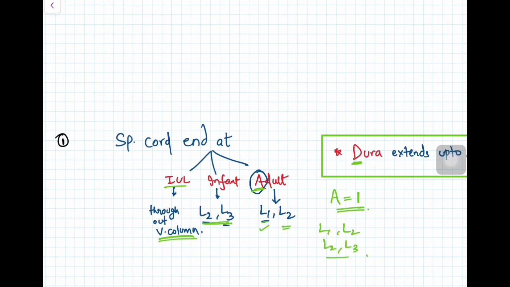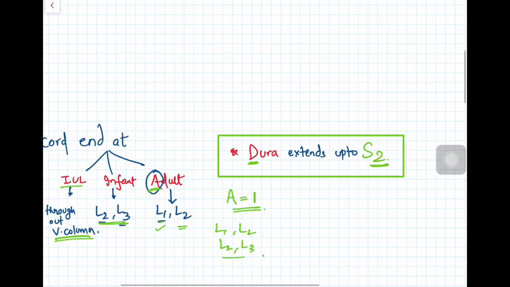Adult was L1, L2, and then infant was L2, L3. Okay. And one another point is, where does the dura end? So the dura extends up to the S2 segment. Dura means do, so do is 2. So dura is S2.